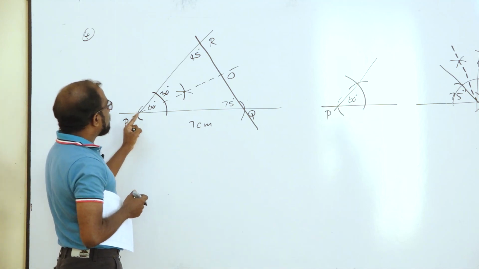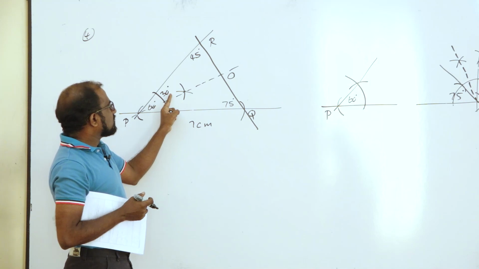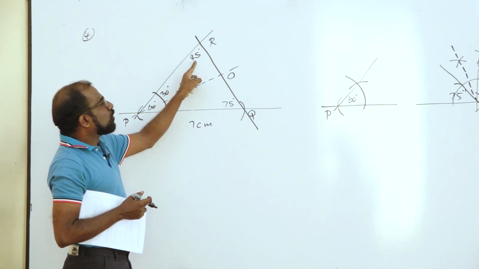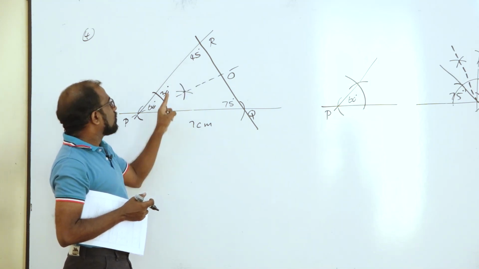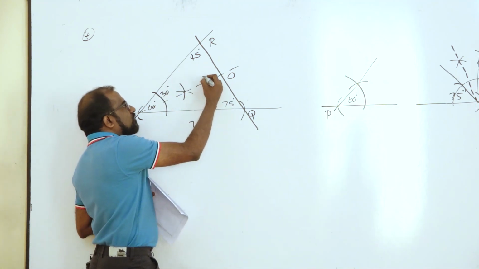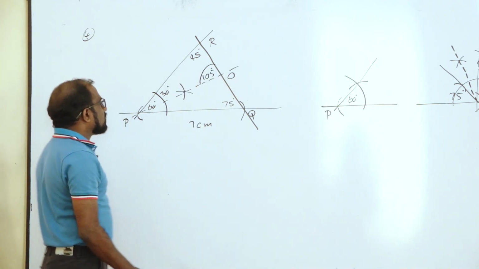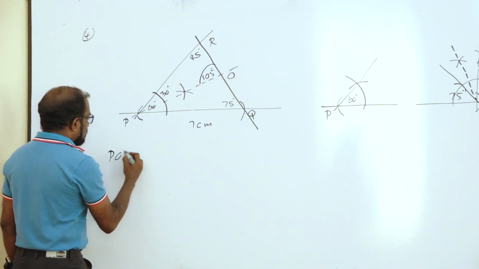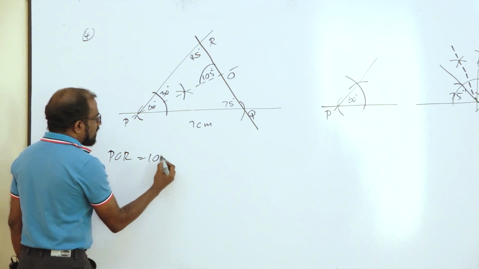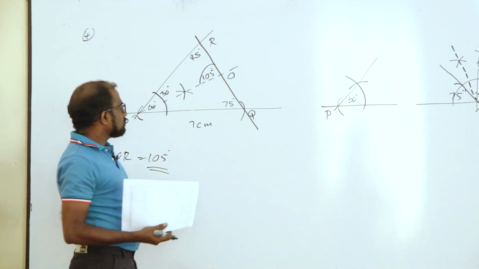Now think of the POR triangle. Many triangles here. This angle is 30, this one 45. Altogether that is 75 degrees. And the remaining angle of the triangle should be 105 degrees. Right? POR angle should be equal to 105 degrees.